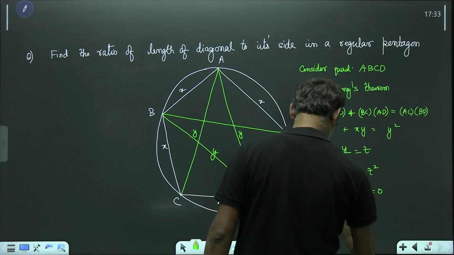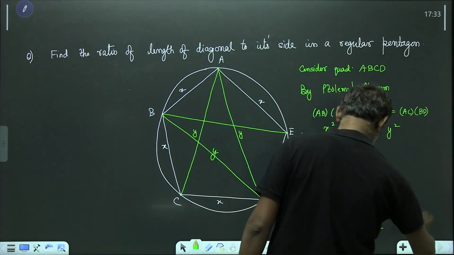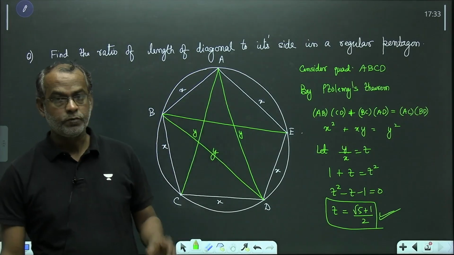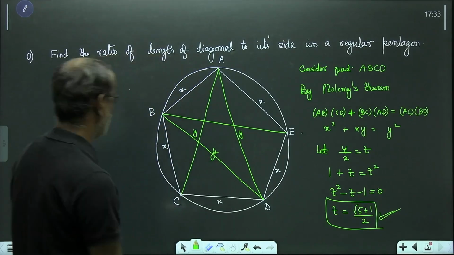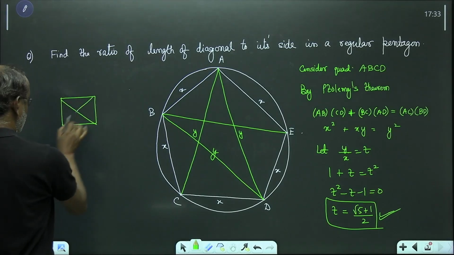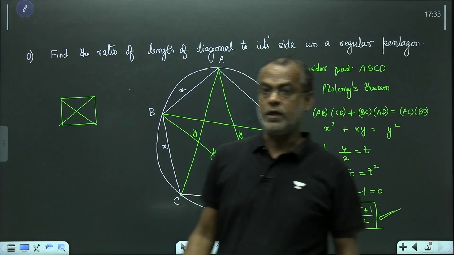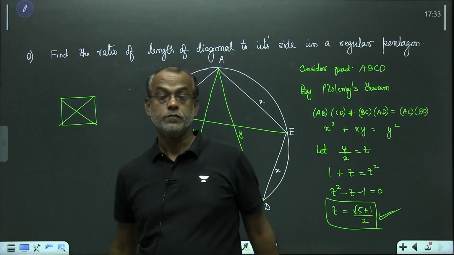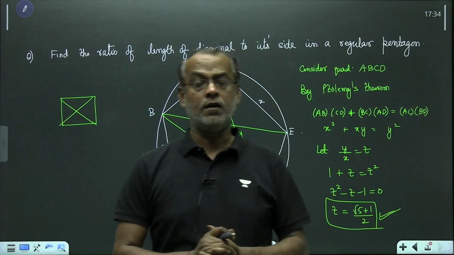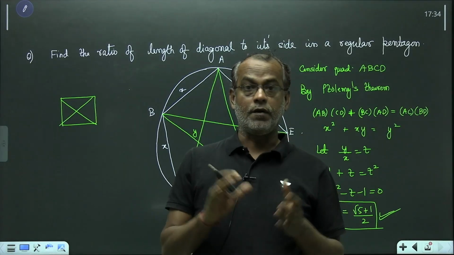The golden ratio. This is the answer. What is to be kept in mind is that not only in a square, where both the diagonals are equal in length, there is one more regular polygon in which all the diagonals are equal in length. Square and regular pentagon are two regular polygons in which all the diagonals that you draw are of equal length.